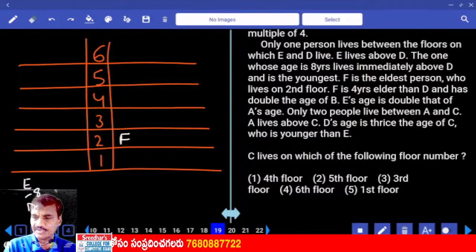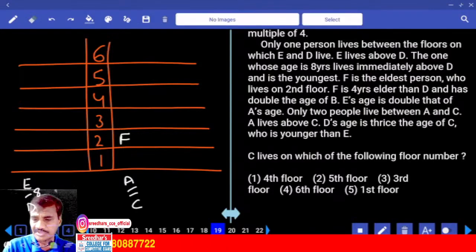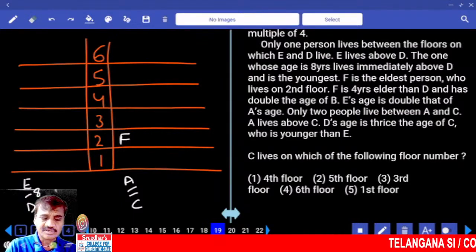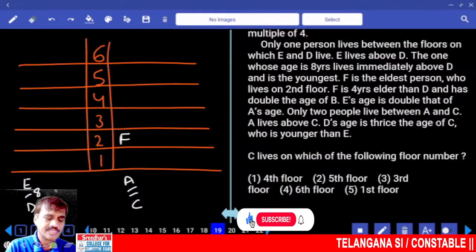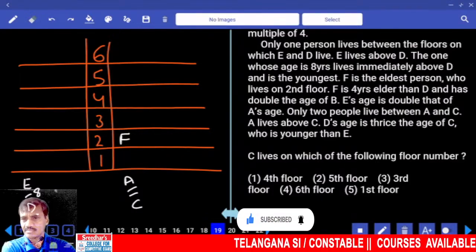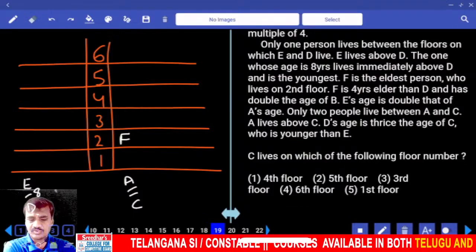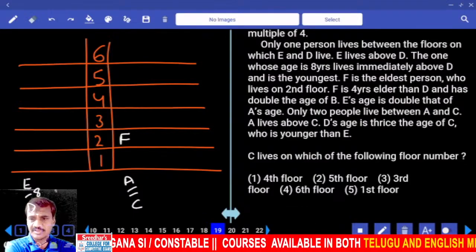Only 2 people between A and C. A lives above C, there are only 2 persons between A and C. D's age is thrice that of C. C is younger than E. Now C is younger than whom? C is younger than E. As C is younger than E, only one person lives between A and E.